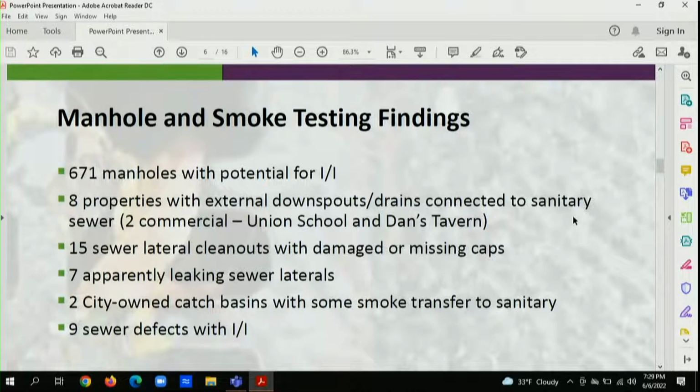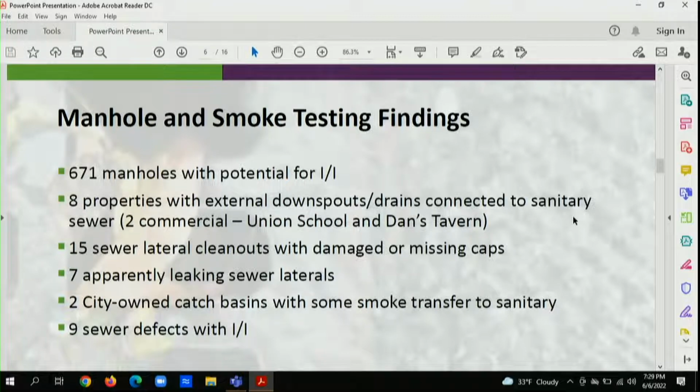And we'll look at one really large rooftop that is connected to your sanitary sewer system. It really introduces a tremendous amount of stormwater. And I have a picture of that. We found 15 sewer laterals, the pipe from the house out to the street, where we got a fairly good amount of smoke coming up through the soil, and we've documented that.